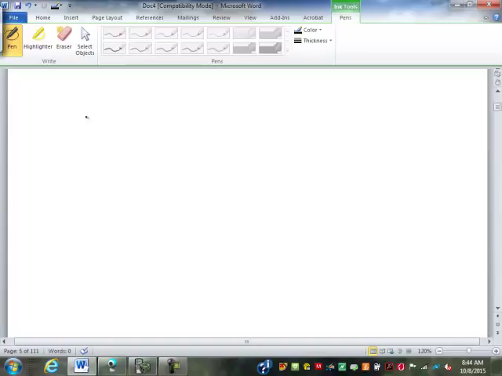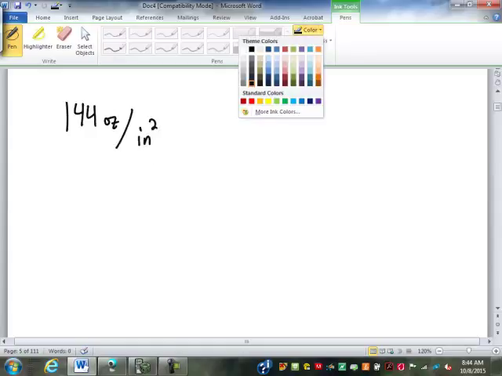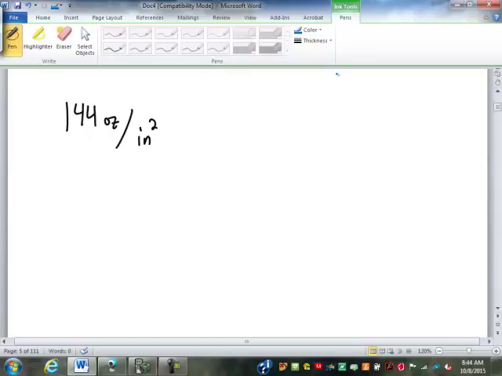Let's say that you are told that there is a pressure, let's say a cylinder pressure or tire pressure or anything like that, that it has a pressure of, let's do 144 ounces per square inch. What are we used to seeing pressure in? PSI, pounds per square inch. So we need to convert that. So once again, this is 144 ounces over 1 square inch.